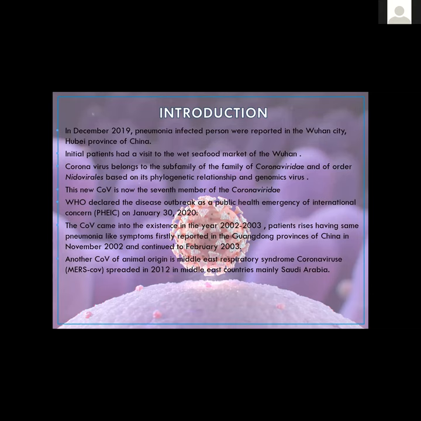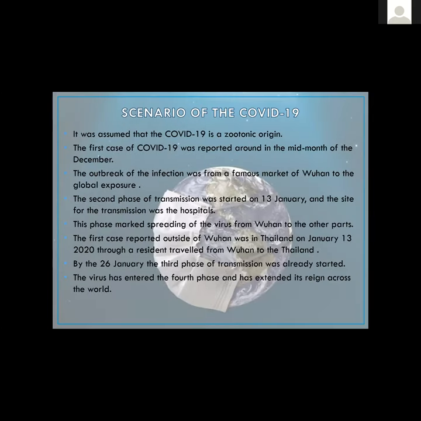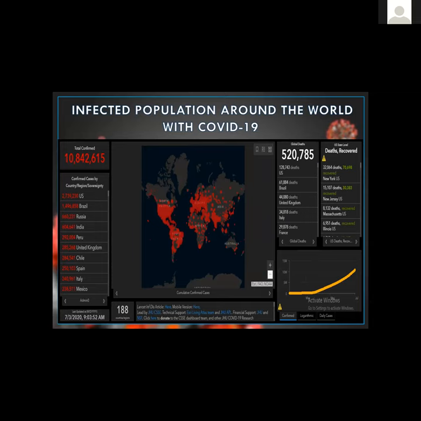Earlier, two strains of SARS-CoV were already present. One was detected in 2002 and another was detected in 2012, namely SARS-CoV and MERS-CoV. So what is the scenario? It was assumed that COVID-19 is of zoonotic origin. Second phase transmission started in the hospitals after 13 January. As the transmission was very high, the first case outside China was reported in Thailand on 13 January 2020. Then the third transmission was after 26 January. This is the map which represents the spread of the COVID-19.